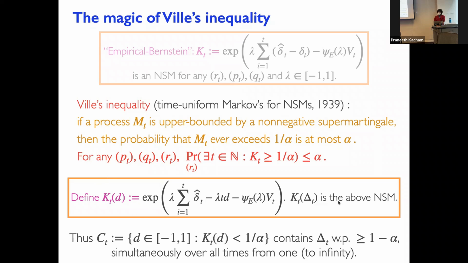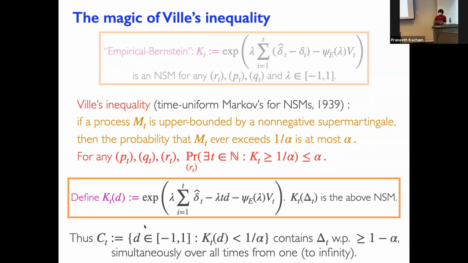Okay, so that's good. So now what we can do is, I know that KT of delta T, being a super martingale, cannot exceed 1 over alpha. With high probability, it will never exceed 1 over alpha. So let me keep the set of all Ds such that KT of D is less than 1 over alpha. And I know that delta T must be in this set, because if I plug in delta T, that's a super martingale. It does not exceed 1 over alpha with high probability. So this set contains delta T with probability 1 minus alpha simultaneously over all times from 1 to infinity. I can construct it at each step and it always contains that.